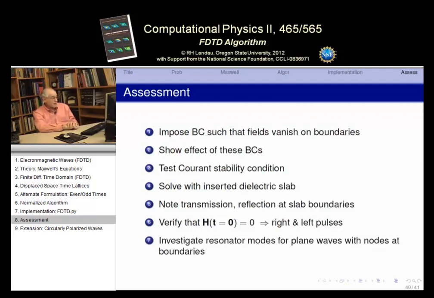And then finally, investigate the resonator modes for plane waves. So have boundary conditions where the waves have to vanish. Try to put plane waves that just fit in. See if you can set up a resonator.